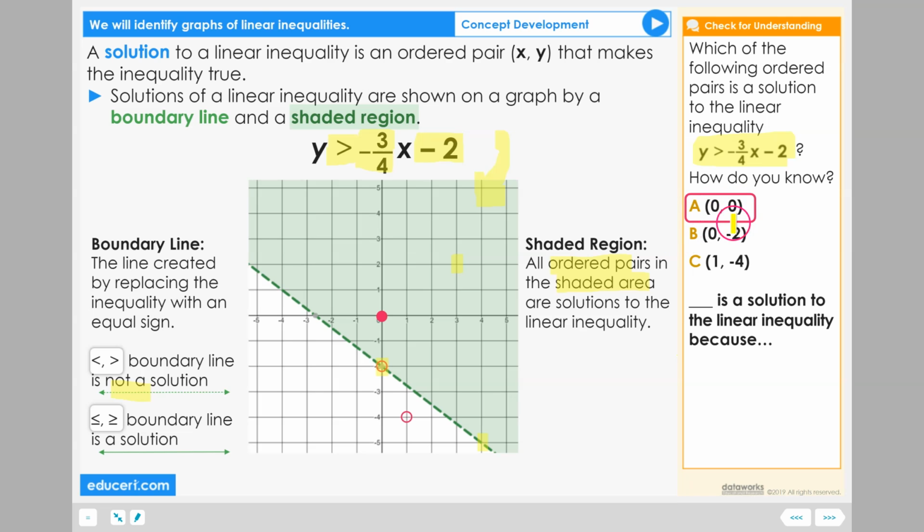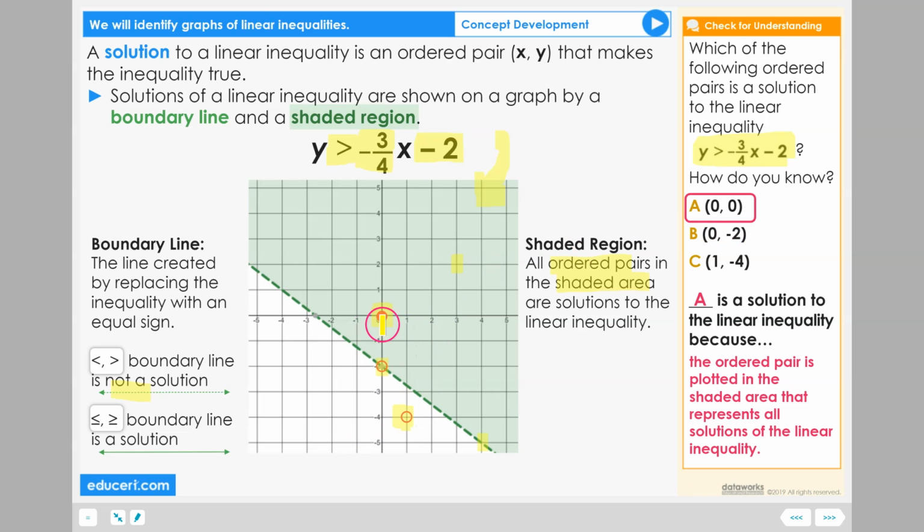(0, 0) is a solution to the linear inequality because the ordered pair is plotted in the shaded area that represents all solutions of the linear inequality. (0, 0) is located right here, which is part of our shaded region. The point (1, -4) is right here, which is clearly outside of the shaded region.